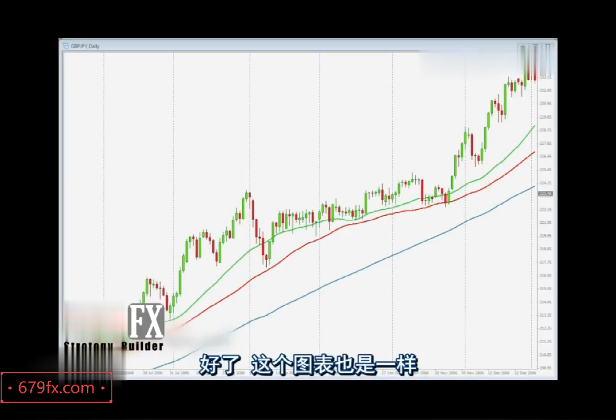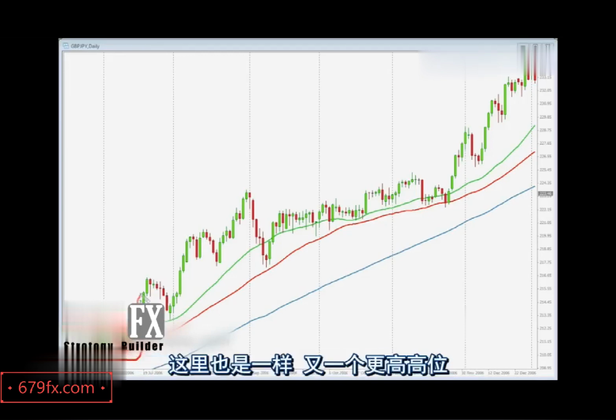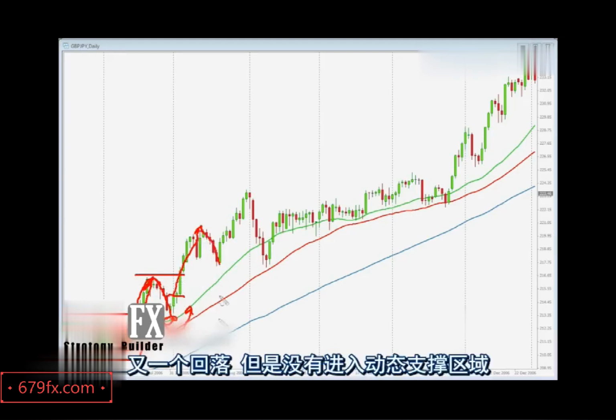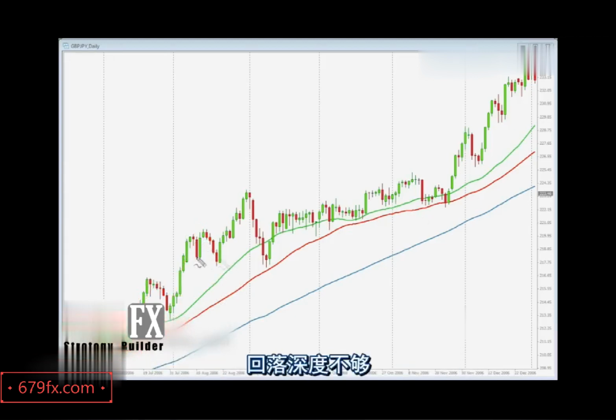All right, in this case we can clearly see the same thing. We are in an uptrend, price retraces back. As soon as it begins to curl up, you're good to go for a long entry. Same thing, another swing up, you make new highs, retracement reaches the dynamic area of support, price begins to turn around, trigger your long entry, bang. Another swing up, you make new highs, retraces back down. We don't touch the dynamic area of support, guys. You see that? We didn't touch it. The retracement was not deep enough.